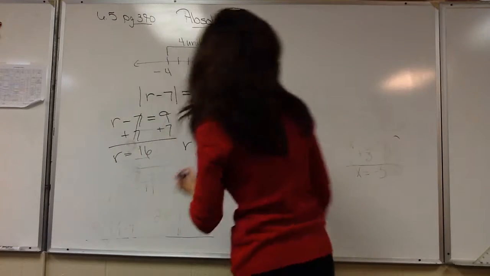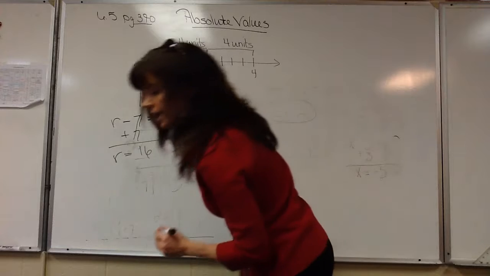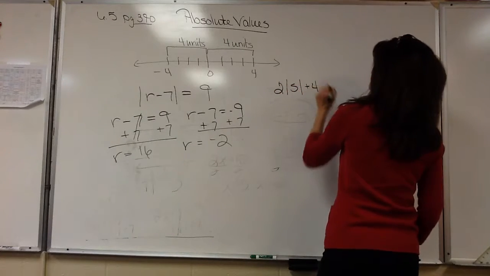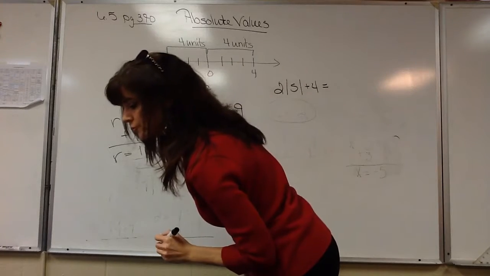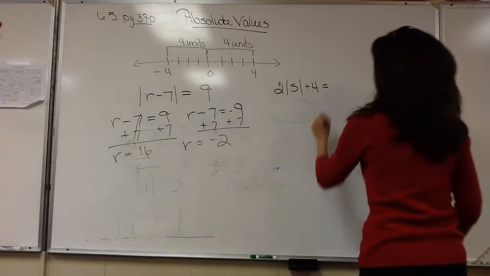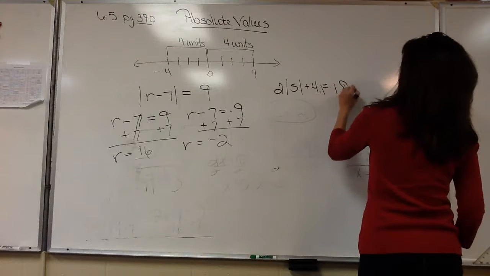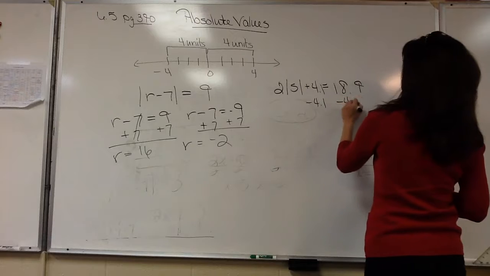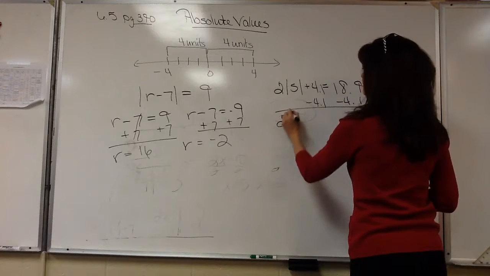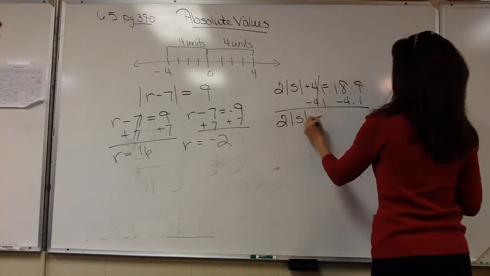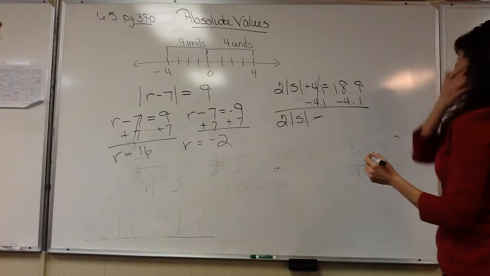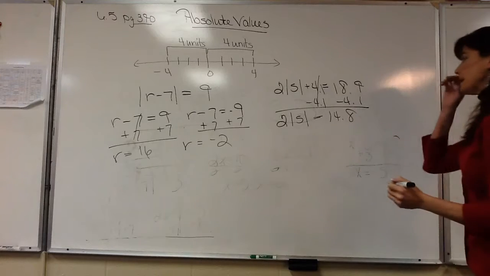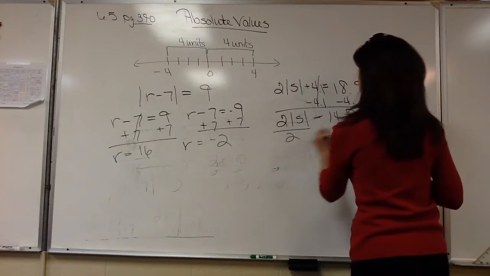Okay, now the next one, number 3, we have 2 times the absolute value of s plus 4.1 is equal to 18.9. So the first thing I'm going to do is I'm going to subtract that 4.1 from both sides. So hopefully you did that first. So to cancel, and then 18.9 minus 4.1 is going to be equal to 14.8. Now my next step is we're just simply going to divide everything by 2.